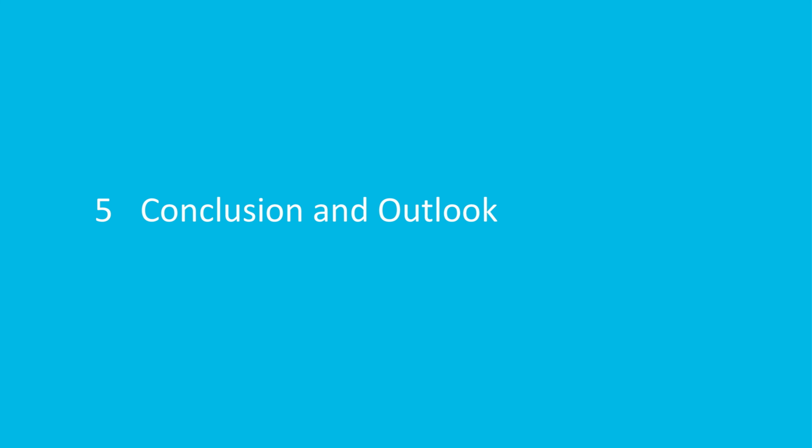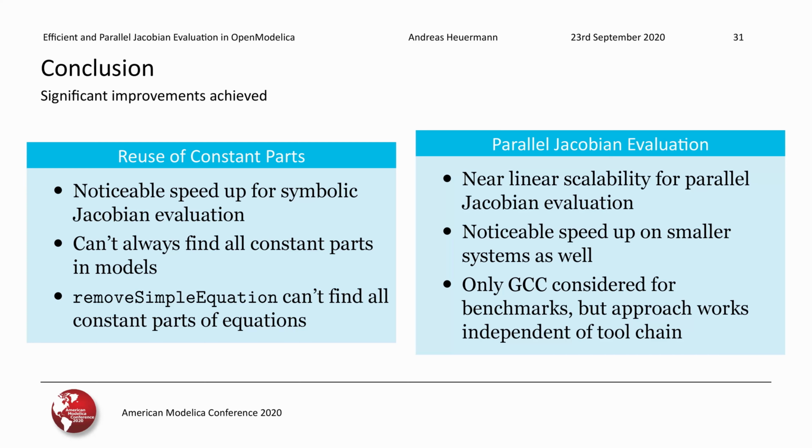Now we have a short conclusion and outlook. We could speed up many models from ScalableTestSuite, but for some, the implementation is not able to find all constant parts. Those are mainly inside array equations or function calls inside function calls, like in Media. The parallelization also shows good results on smaller machines like my 4-core laptop, and the exact same approach can be implemented for the numerical Jacobian evaluations as well. Currently, there's also a symbolic Hessian matrix for optimization in the making, and this screams to be parallelized.